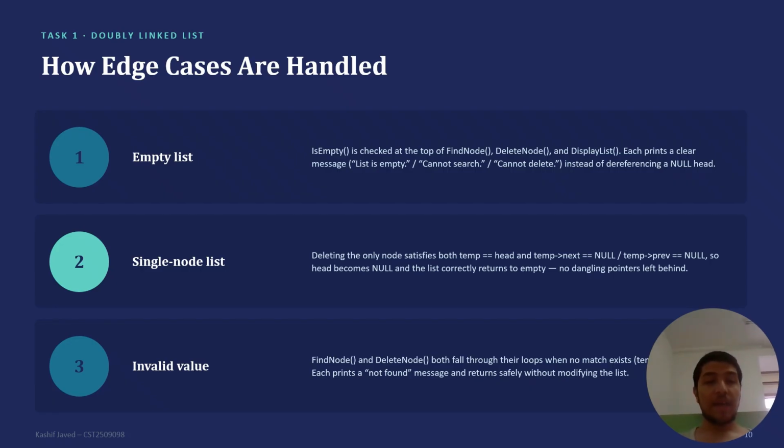Third is an invalid value. Both find node and delete node fall through their search loops when there's no match, print a not found message, and return without changing the list.